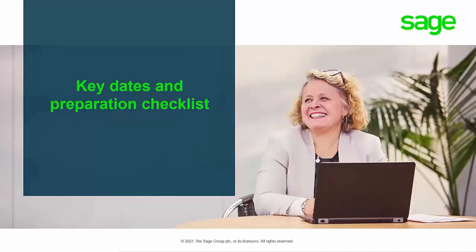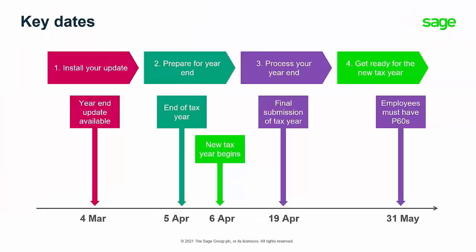So we'll begin now with those key dates and the preparation checklist. You can see along the bottom of the screen that we've arranged key dates in order on a timeline. The year-end update is now available, and you should download and install that as soon as possible to ensure that your software is up to date for processing into the 2021-22 tax year and to do your payroll year-end. The end of the tax year is the 5th of April, and you can start preparing for your year-end. And the new tax year begins on the 6th of April, so that new software will have all of the relevant legislation for you to process on into the new tax year.